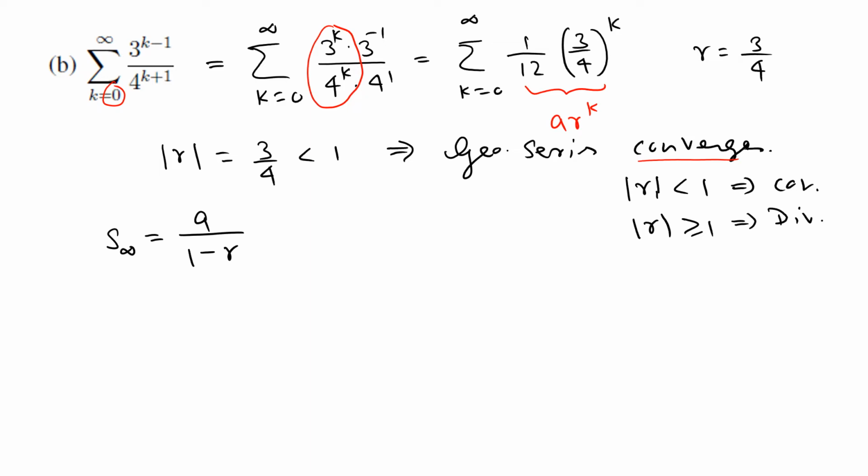So we plug in k equals 0, and we get 1 over 12 as the first term, and then 1 minus r is 1 minus 3/4, which is 1/4. So that means 1 over 12 divided by 1/4. If you multiply the top and bottom by 3, you get 1/3 as the sum. Good. So let's go to the next problem.